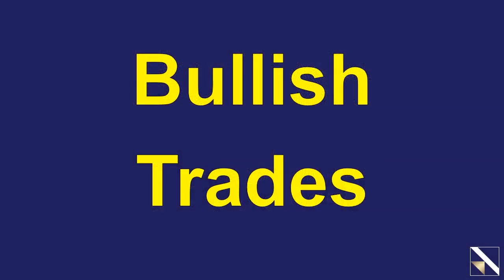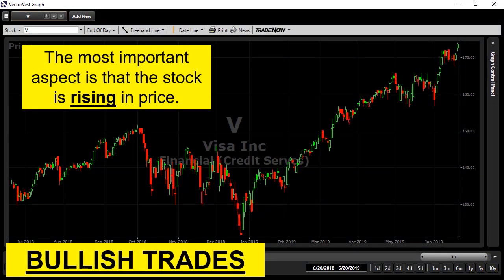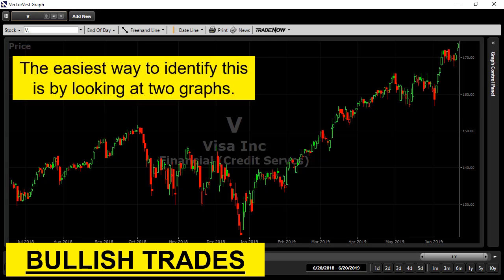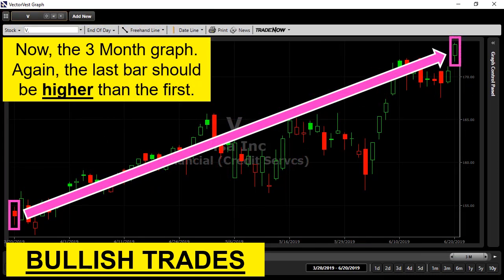Let's first look at bullish trades. The most important aspect is that the stock is rising in price. The easiest way to identify this is by looking at two graphs. First, the 1-year graph. The last bar should be higher than the first. Now the 3-month graph. Again, the last bar should be higher than the first.